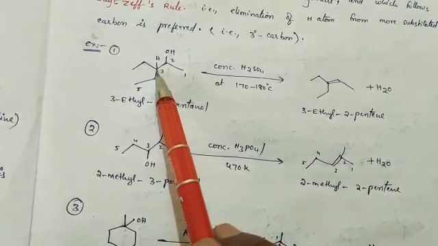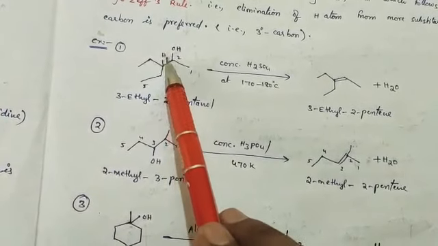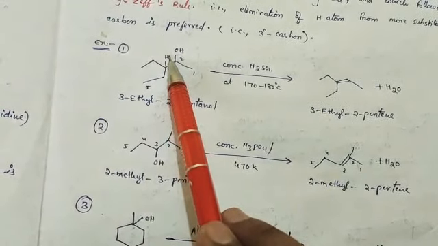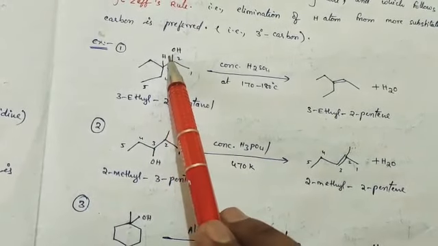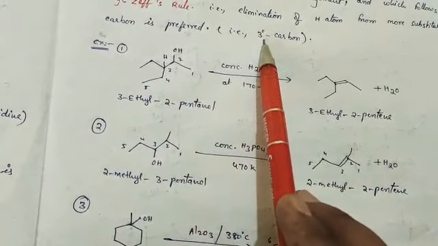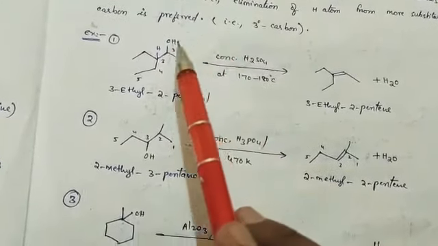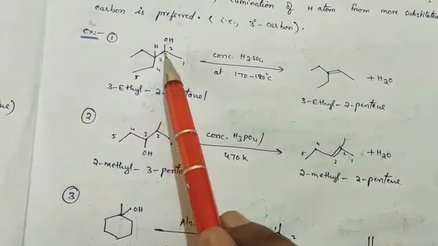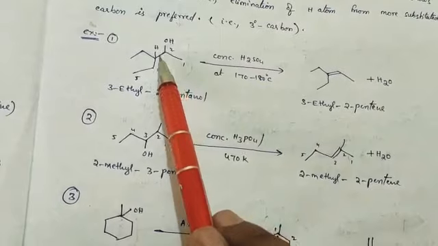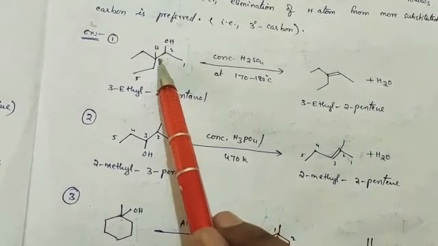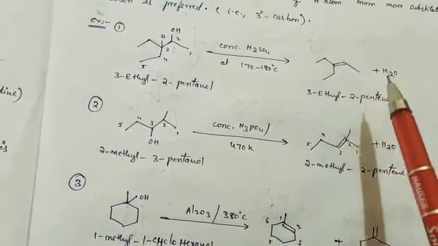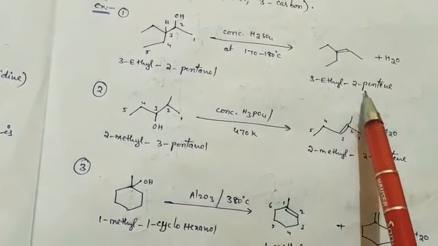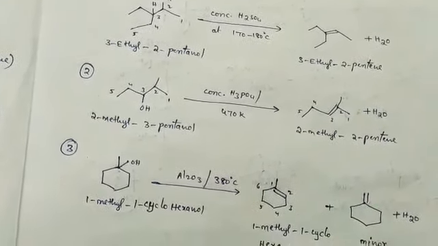Since the third carbon contains only one hydrogen, it is a tertiary carbon. From the tertiary carbon, hydrogen elimination is possible, called Saytzeff's rule. Therefore the hydrogen from the third carbon and OH from the second carbon are eliminated in the form of H2O, so that between 2 and 3 one double bond is formed, and the product is 3-methyl 2-pentene.